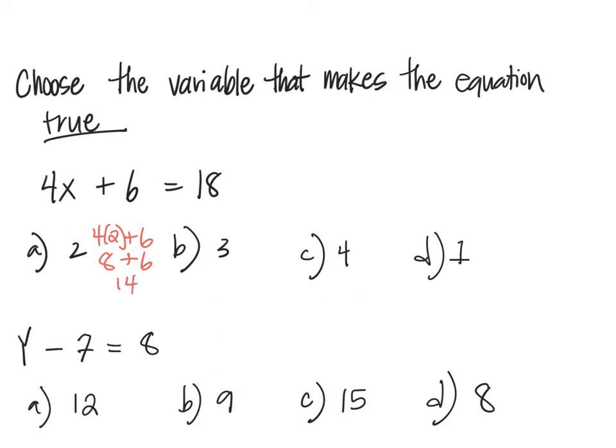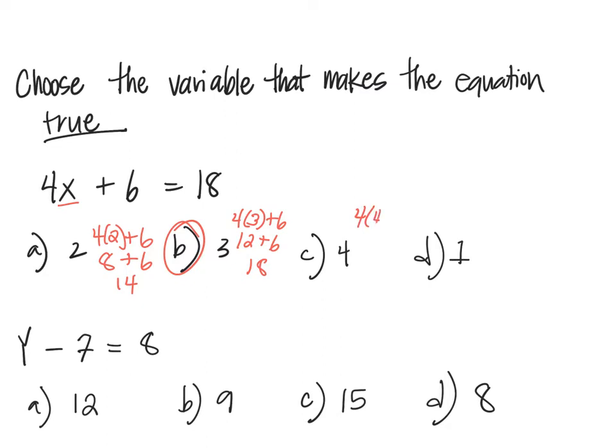All right, let's do another one. Plugging in 3 for x. 4 times 3 plus 6. 4 times 3 is 12. 12 plus 6 is 18. That's a possible answer. I'm going to circle it for now, but we should always check all of them.